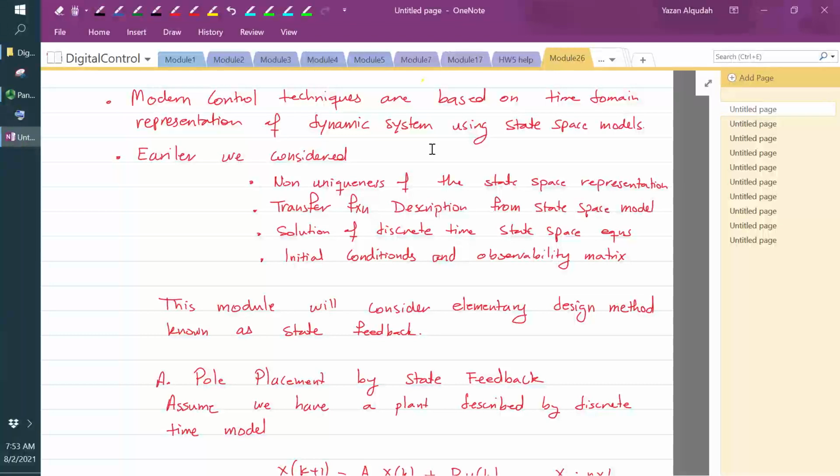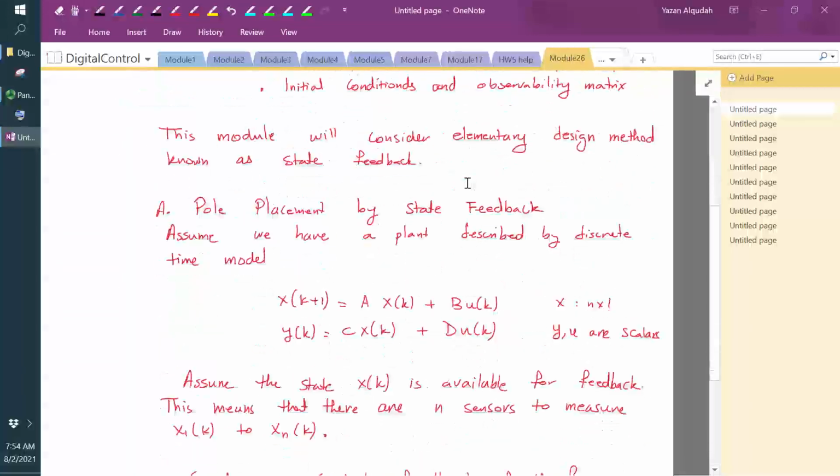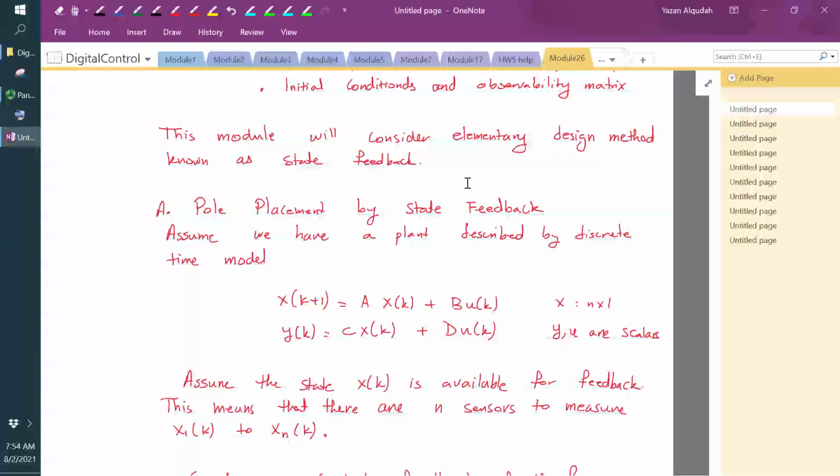Now again, what we're going to be looking at in this module is designing a controller using these modern control techniques using the state space representation. Okay, so let's look at the first topic, which is the pole placement by state feedback.